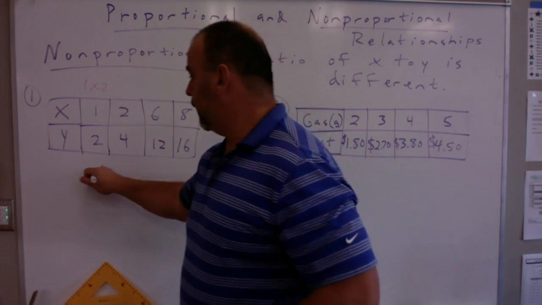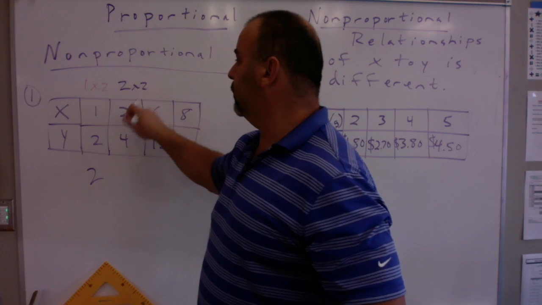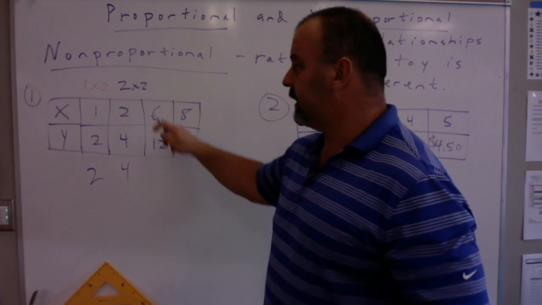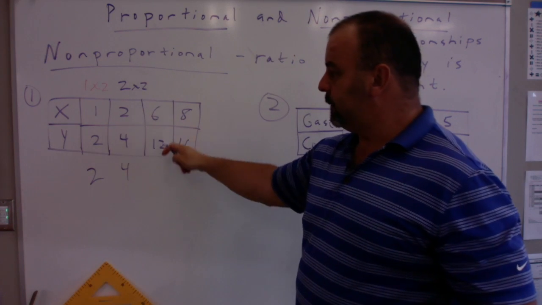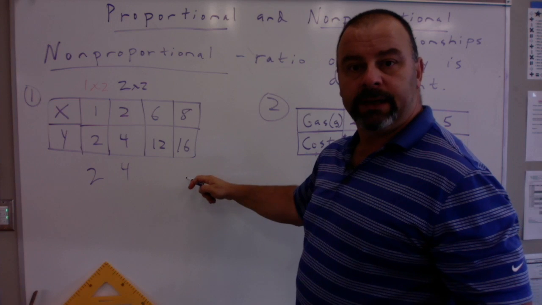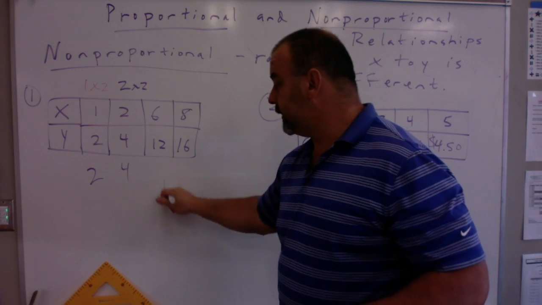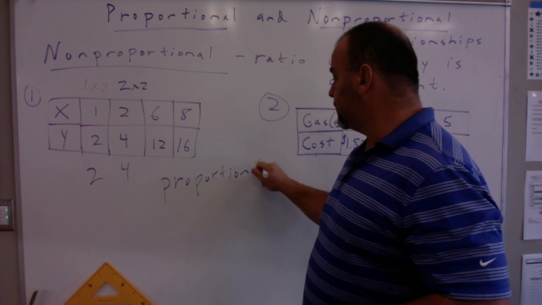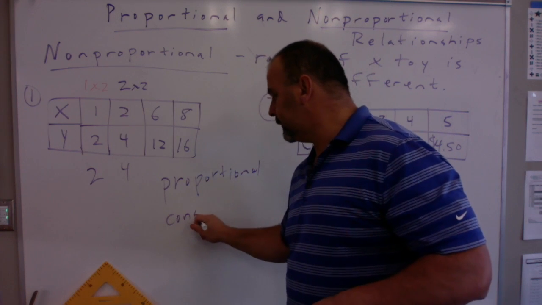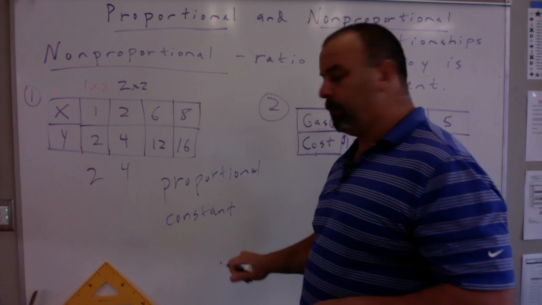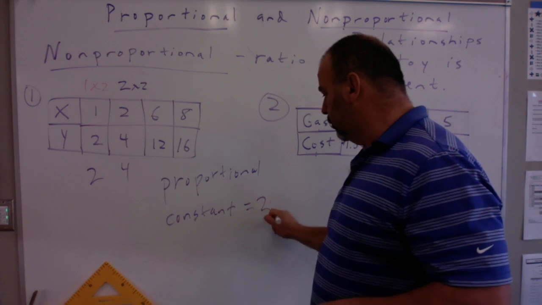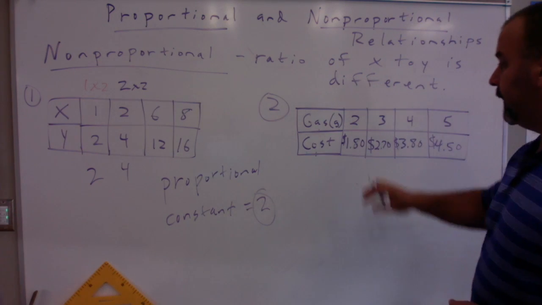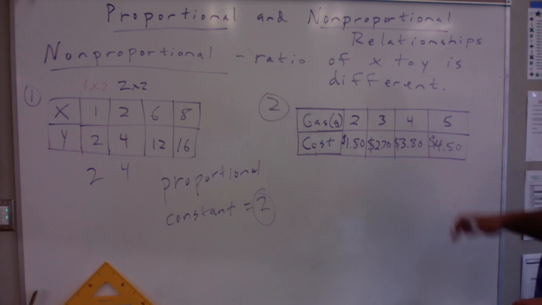So that's 2. Okay? 2 times 2 is equal to 4. So in other words, if I multiply by 2, 6 times 2 is 12, 8 times 2 is 16, this would be considered a proportional relationship. In other words, the constant of proportionality here is equal to 2. Always multiplying by 2. Now the thing is, for this one, how do I know this is proportional?